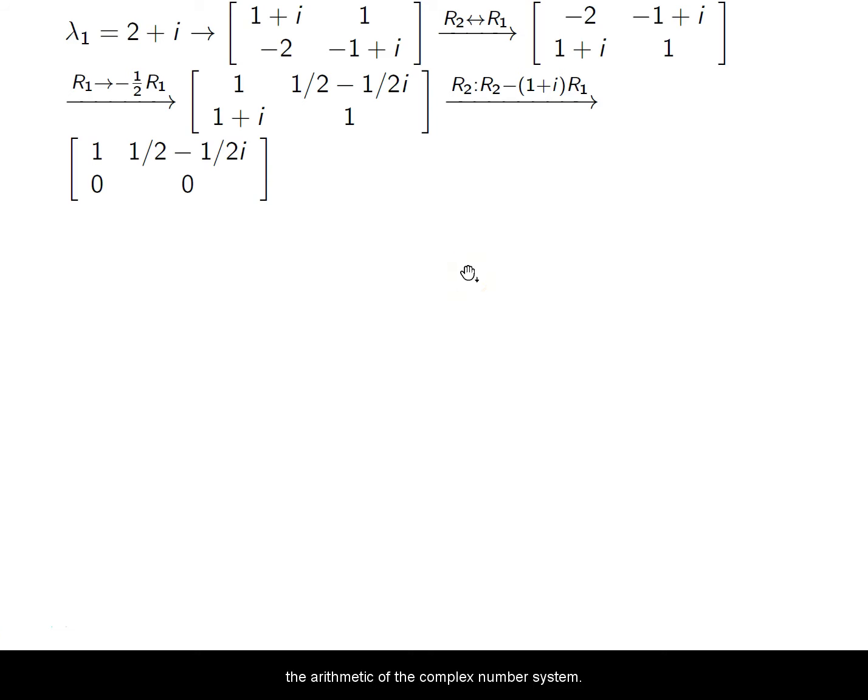Okay, so what this implies then is that x1 is the opposite value of this times x2, because that's our free variable.